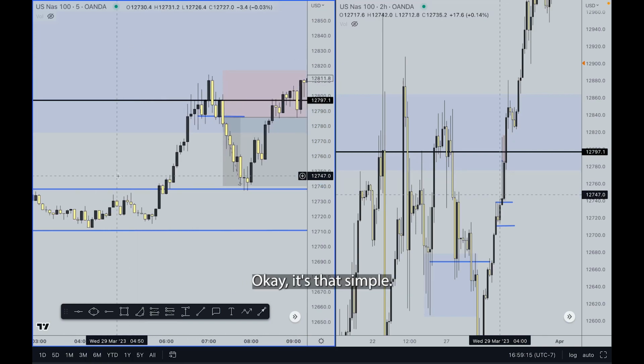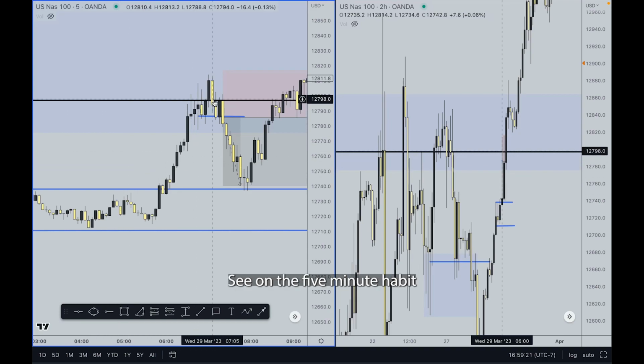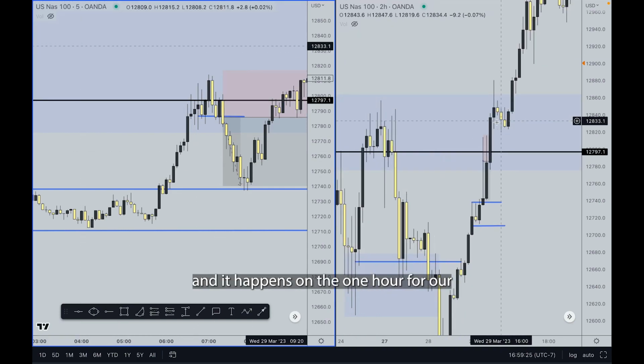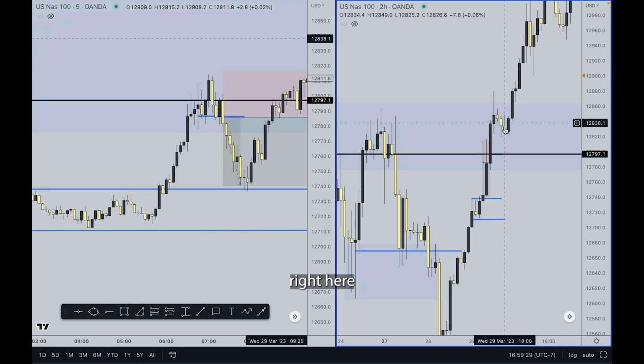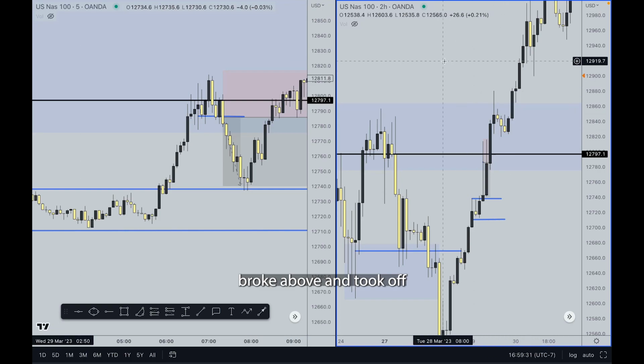Okay, it's that simple. And that same entry method on the break of the lows applies to literally every single time frame. See, on the 5-minute it happened, when I showed you earlier, it happened on the 30-minute, and it happens on the 1 hour, 4 hour. You can see on the 2 hour it happened right here, broke above, then took off. You know, it happens on every single time frame. So that's when it comes back to understanding what type of trade setup you're taking based on the time frame you're taking it on.